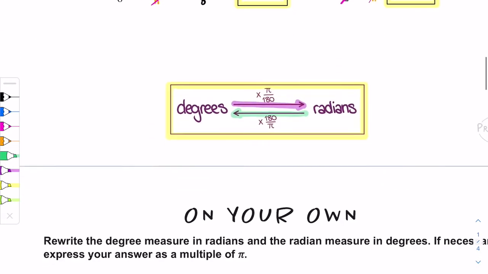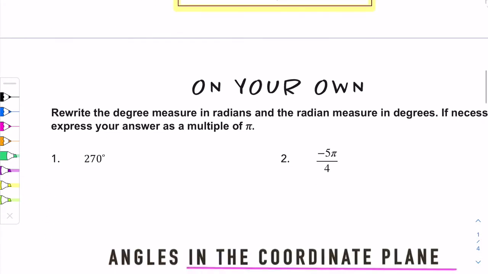And you should try the on your own section by yourself, but I'm just going to write in the answers so you can check them.